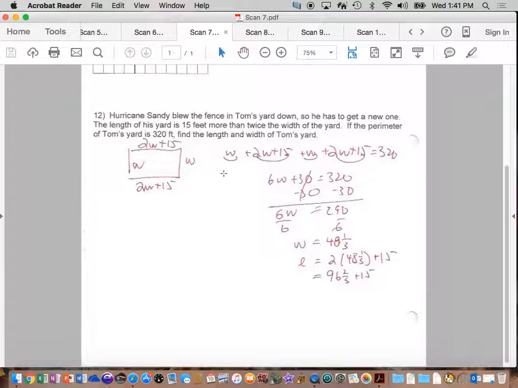Okay, here's one that we haven't done much of in a while, but a while back you guys were pretty good at it. In fact, better than pretty good, right? It's the perimeter question. All 4 sides add up to the perimeter, so maybe it's the W side plus the 2W plus 15, plus another side that says W, plus another side that says 2W plus 15. They all have to add up to 320. And the hardest part of this question is you get an ugly looking answer, but it is the answer nonetheless. Okay? Any questions? Okay.